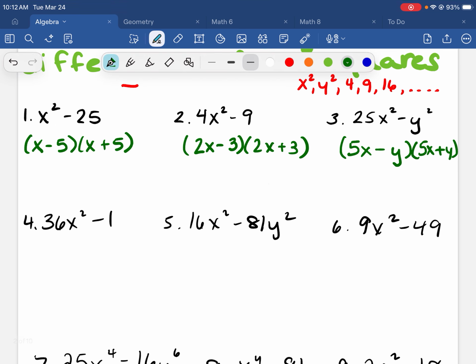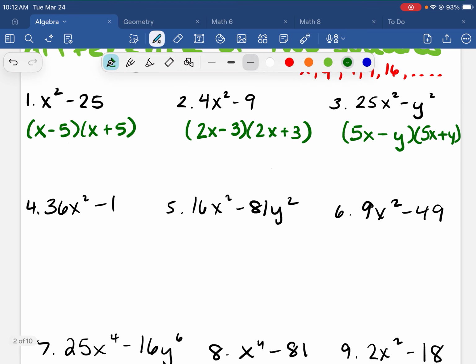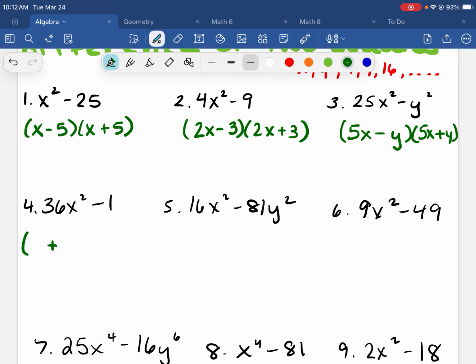So in the first row, I put all the subtraction first. In the second row, I'll put the addition first. So plus, minus, plus, minus, plus, minus.